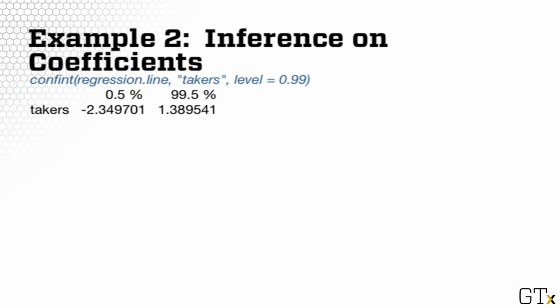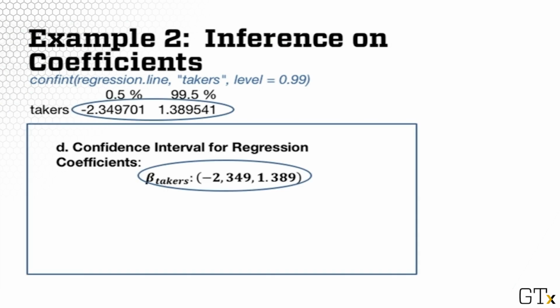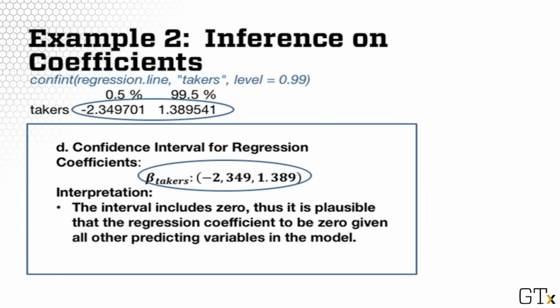If we want to estimate the confidence intervals for the individual regression coefficients, we can use this command line where we need to specify the model, the predictor for which we want to estimate the confidence intervals, and the level if it's different than 0.95. The default for level is 0.95. Here we want a 90% confidence interval, so we specify this to be 0.99. And this is what the confidence interval is estimated, as the estimated coefficient is between -2.3 and 1.3, which means that the interval includes 0, thus it's plausible that the regression coefficient is 0, given all other predictive variables are in the model.